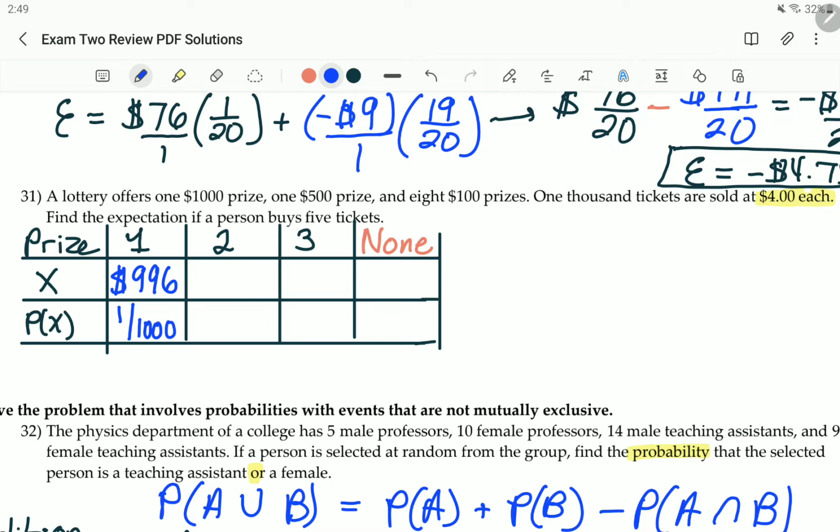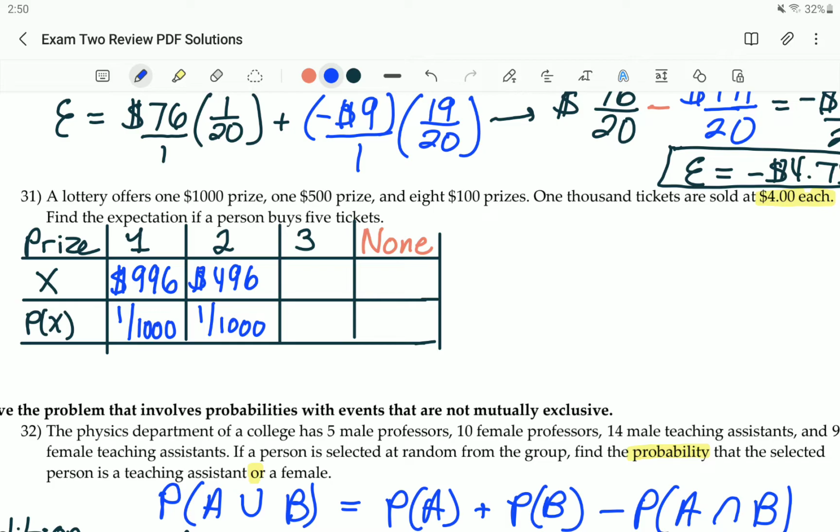For the second prize, there is only one $500 prize. So only one out of 1,000 tickets can give you the $500 prize. Let's say that you have that ticket. So that means you have earned the $500 prize. But remember, you still spent $4 on that ticket. So that means you didn't necessarily win $500. You won $496. Because you're getting back the $4 you had before you won.